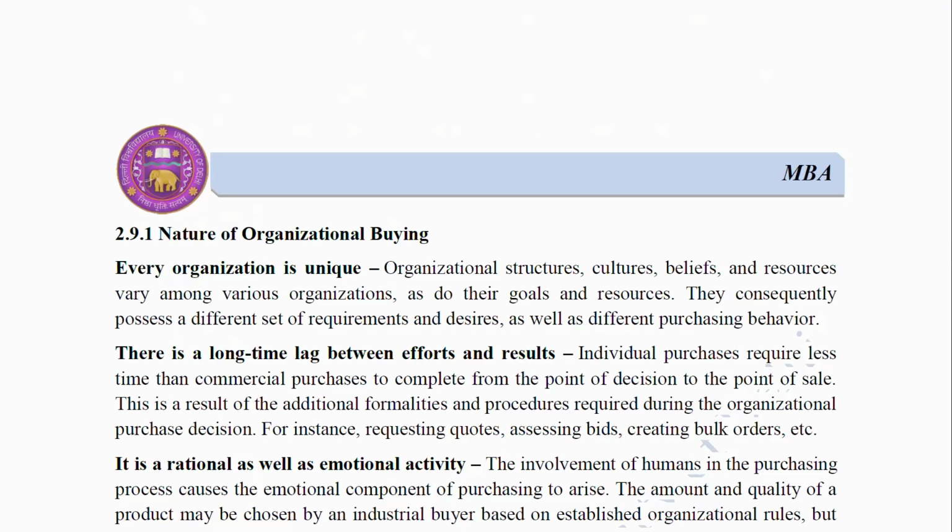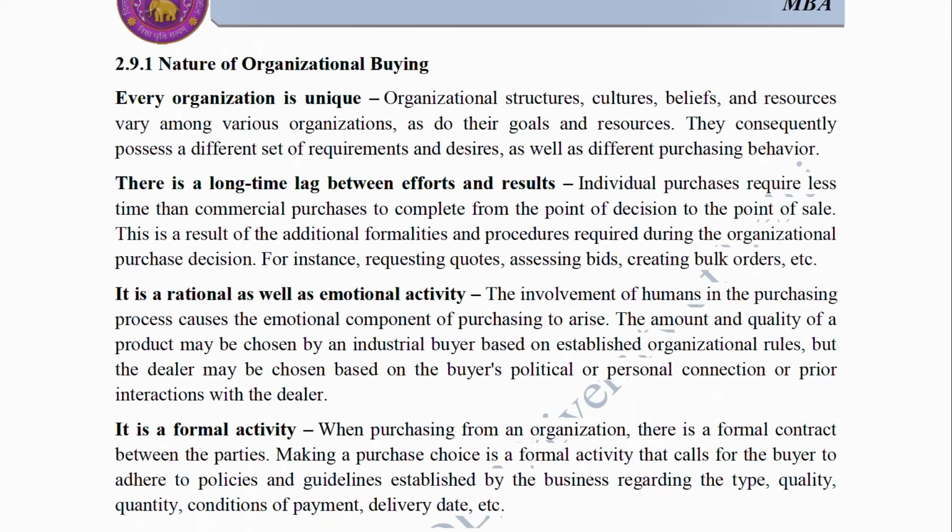2.9.1 Nature of organizational buying. Every organization is unique. Organizational structures, cultures, beliefs, and resources vary among various organizations, as do their goals and resources. They consequently possess a different set of requirements and desires, as well as different purchasing behavior. There is a long time lag between efforts and results.